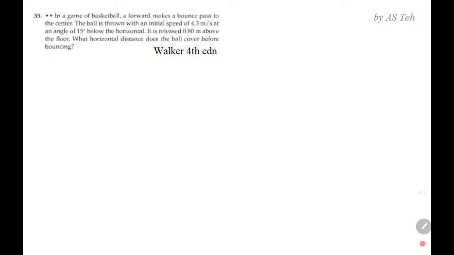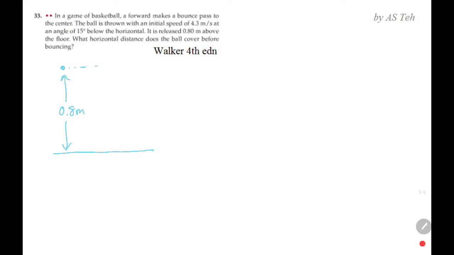In this question, we have a projectile that is being thrown below the horizontal. It has a release height from the ground of about 0.8 meters. Let's draw the situation. We have this as the ground level, and it's 0.8 meters away, so it had a release point somewhere here.